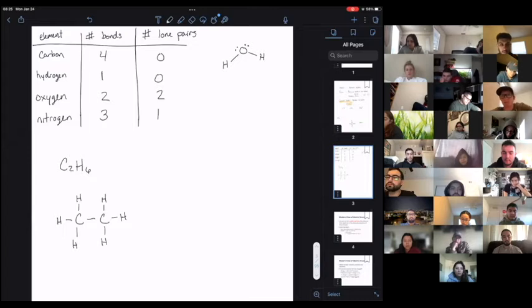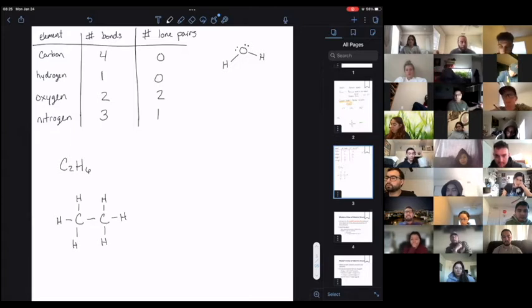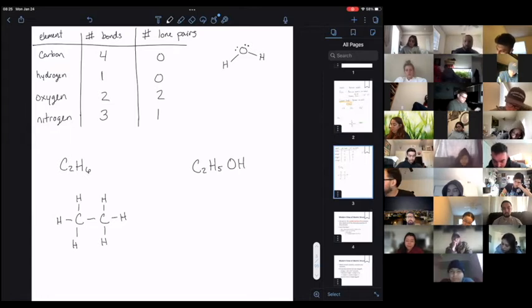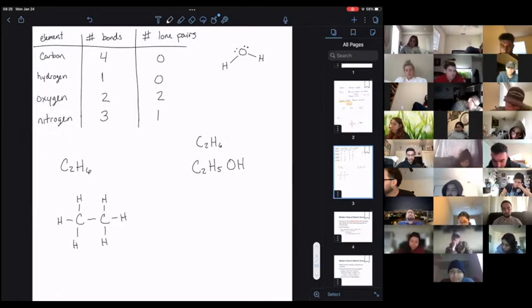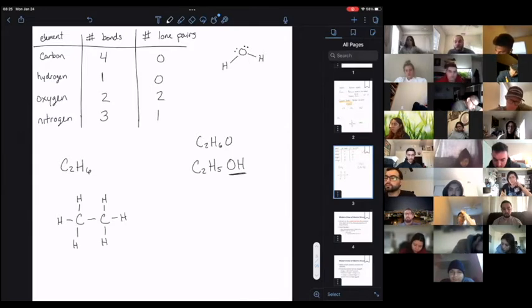Let's do another one. So now we're going to do ethanol, which is like drinking alcohol. The one that gets you drunk is actually the organic molecule ethanol. That has the formula C2H5OH. You could write this C2H6O. That's perfectly okay as well. I'm going to show you why we write it like this in a second.